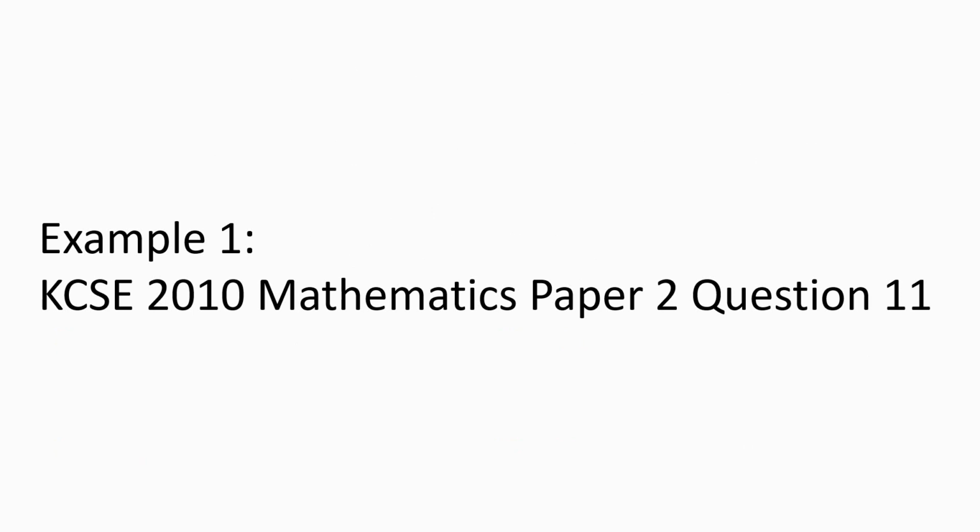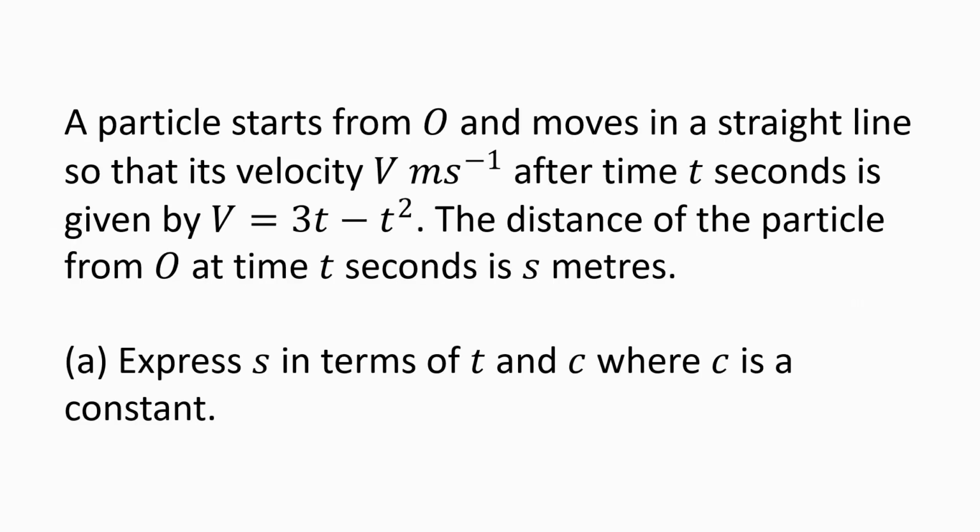Example 1, we have obtained it from KCSE 2010 Mathematics Paper 2, question 11, and it says a particle starts from O and moves in a straight line so that its velocity v meters per second after time t seconds is given by v is equal to 3t minus t squared. The distance of the particle from O at time t seconds is s meters. Part A, express s in terms of t and c, where c is a constant.